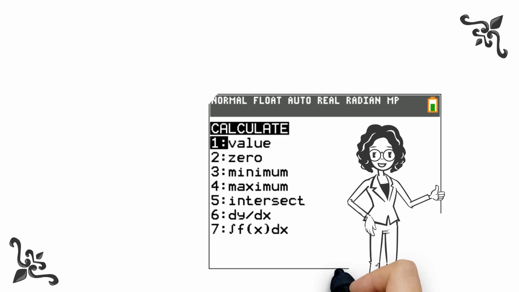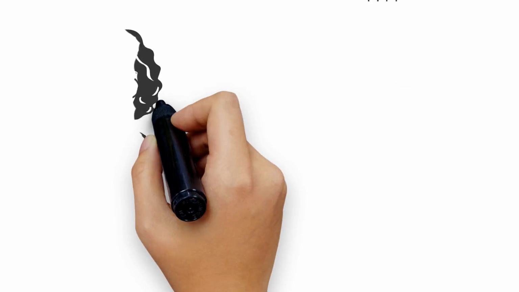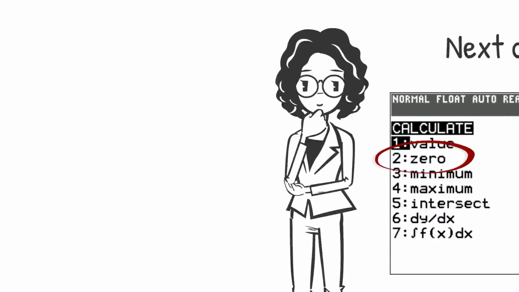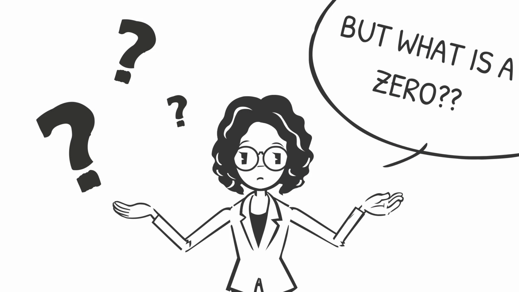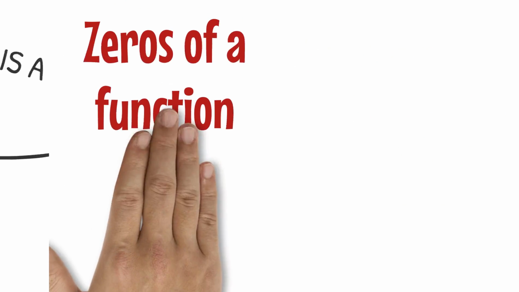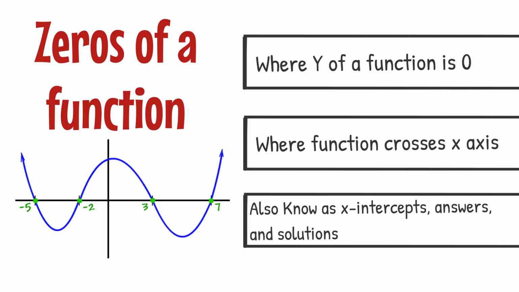We will now use second mode to quit and return to the home screen. Next, we'll turn to the calculate menu by using second trace. Next on the list is 0. A 0 is where the y of the function is 0, so where the function crosses the x-axis. Zeros are also known as x-intercepts, solutions, or answers.